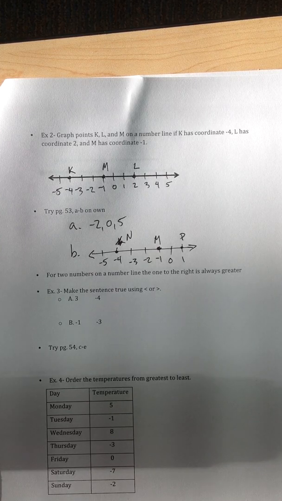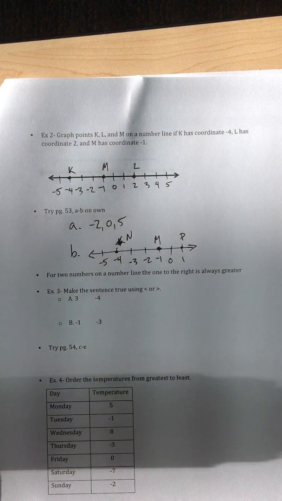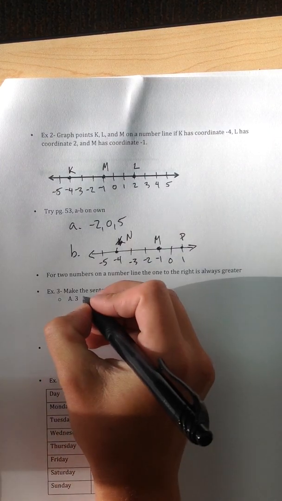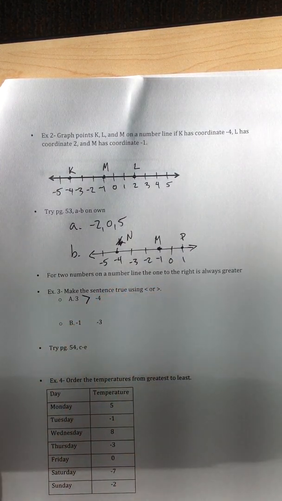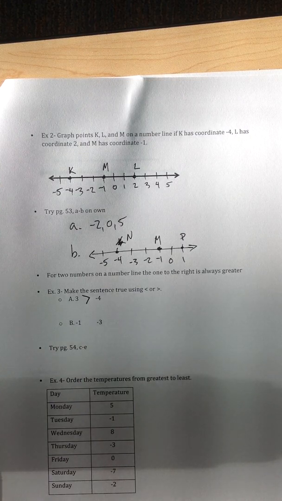So if I'm looking at 3 and -4, I like to think about these as money. What's better, having $3 or owing someone $4? Well, it's probably better to have money, right? So we're going to eat towards the positive number in this case. And positive numbers will always be bigger than negative numbers.